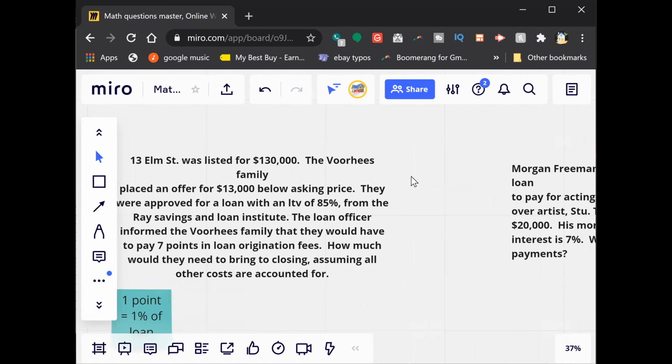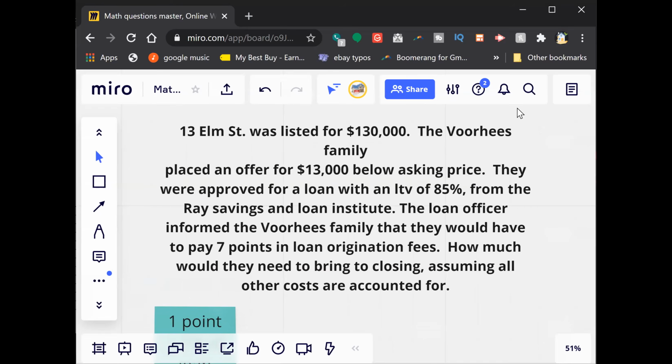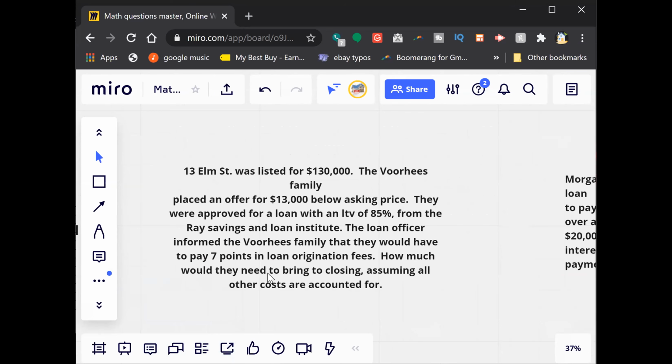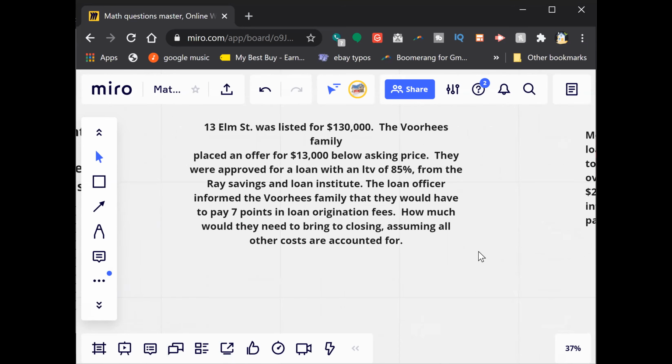So I want to do some loan to value stuff. I want to do some of this stuff. And I'm going to ask you guys to help me with this, because this is a long, lengthy question, and I want you to look at it. I kind of had some fun with this one too. So let's take a look at this question. You ready?